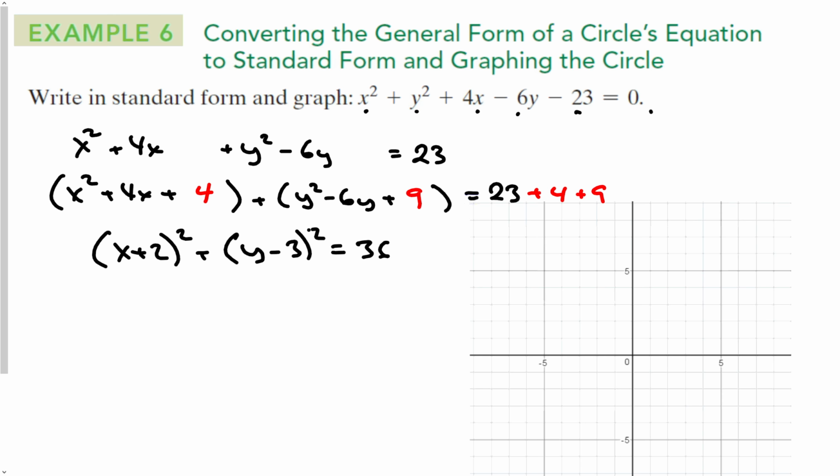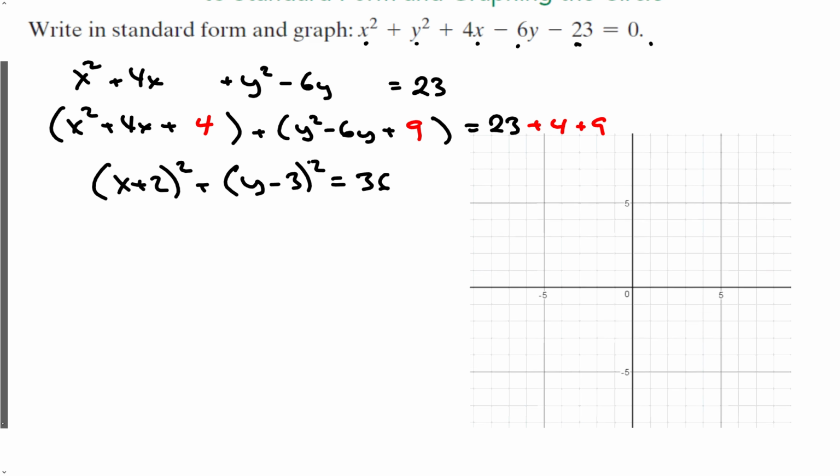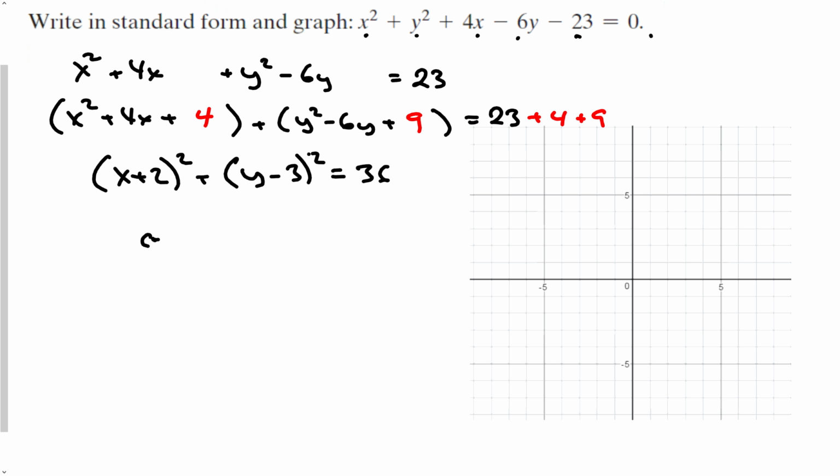I can graph this fairly simply because now I know the center. The center is going to be negative 2, 3, right? Opposite sign, opposite sign. The radius is going to be 6. So we start at negative 2, 3. I'm going to go 6 up. 1, 2, 3, 4, 5, 6, right to the top. 1, 2, 3, 4, 5, 6, right. 6 down, and 1, 2, 3, 4, 5, 6 left.